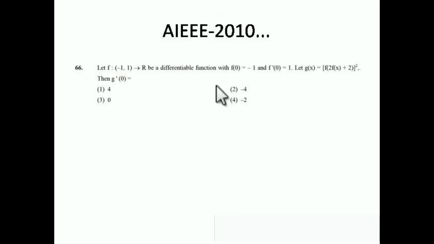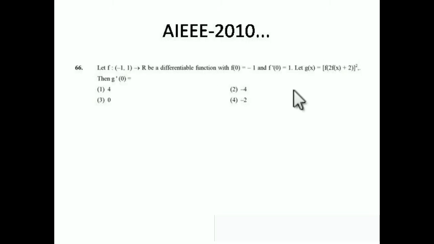This is also asked in 2010. I recommend you to pause the video and solve it on your own, so you will get an idea. This is also a very good differentiation question. Let f be a differentiable function from -1 to 1 to R with f of 0 equal to -1 and f dash of 0 equal to 1. Let g of x be equal to f of 2f of x plus 2 whole square, and then g dash of 0 is equal to what?